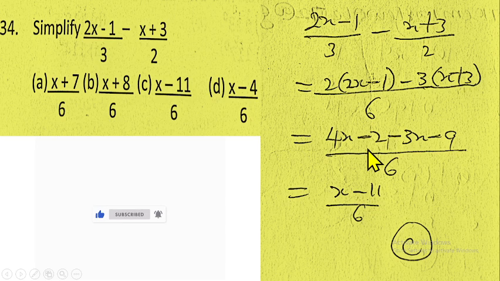For the like terms, 4s minus 3s will give us s. Minus 2 minus 9 gives us minus 11 over 6. And option C is the correct option for question number 34.